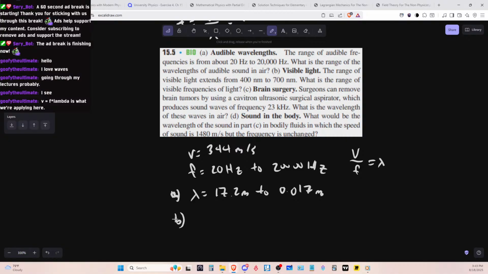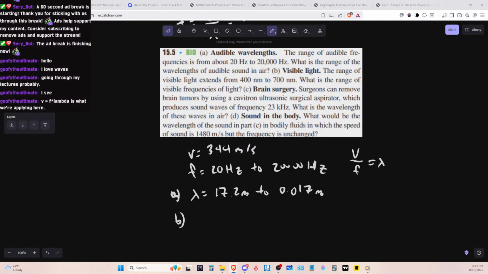Now for B, it's asking what is the range of visible frequencies of light? Oh, it says more up here. Okay, visible light. The range of visible light extends from 400 nanometers to 700 nanometers. Anything below millimeters, I have to go back and review. So nanometers to meters.